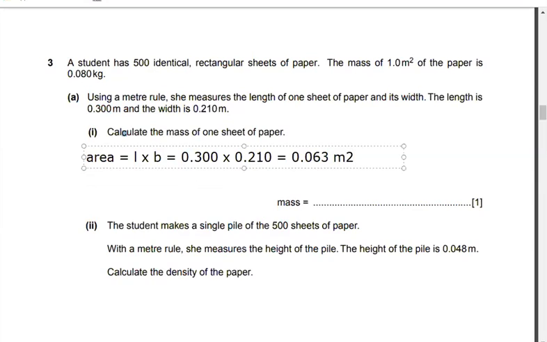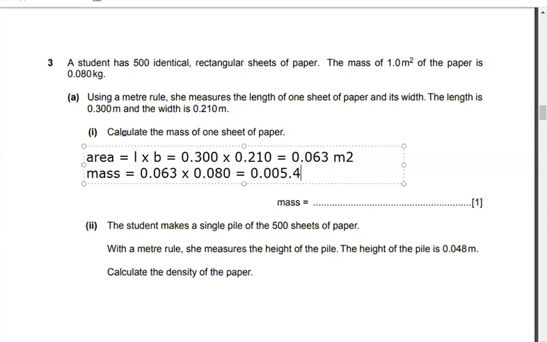Now mass will be equal to, just like I explained in the previous one, the mass will be how many times the area is over here. So it will be 0.063 into 0.080. The answer you're getting is 0.00504.